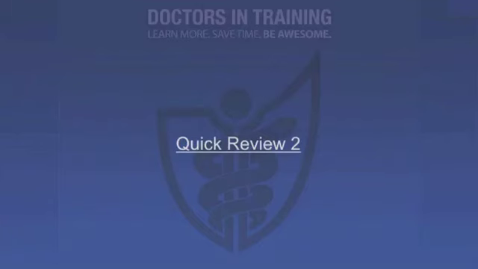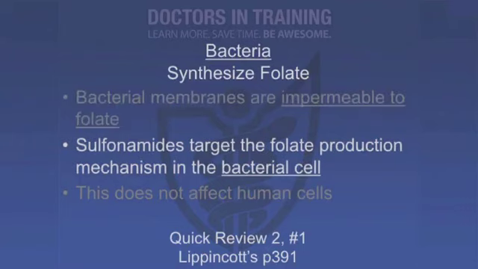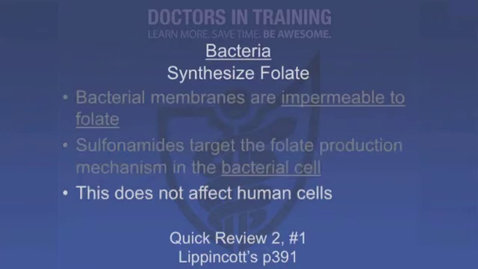All right, let's go over quick review number 2. Number 1, why must bacteria synthesize their own folate? Well, bacterial membranes are impermeable to folate. So sulfonamides are targeting the folate production mechanism inside the bacterial cells. And that's why these drugs are not going to affect human cells, because our cell membranes are permeable to folate. We can just take in folate. We don't have to make our own.